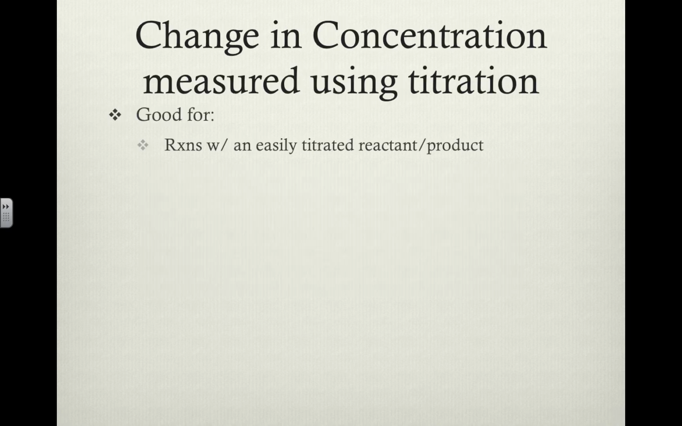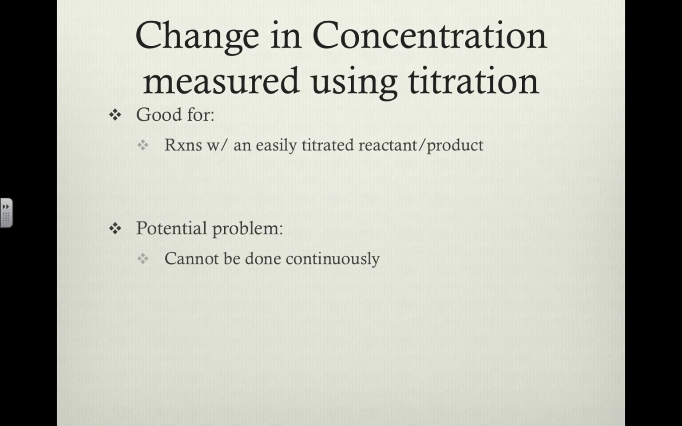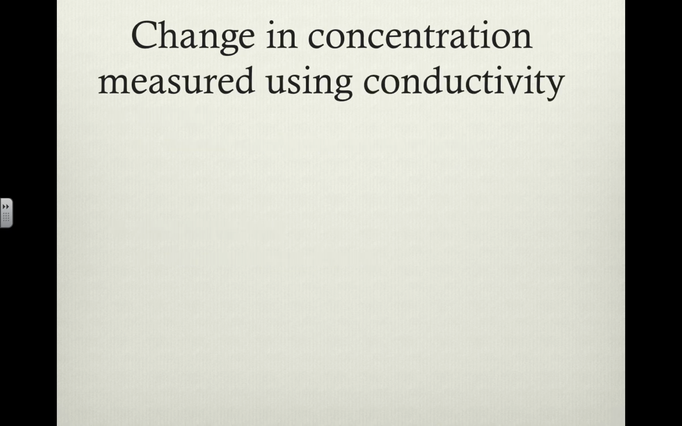Okay, if we're doing something that changes in concentration, we could use a titration like a burette. So this is nice if we have something that's easily titrated, but we can't do it continuously, so we have to do the reaction, quench it, which means stop it. Do the reaction for a little bit longer, quench it, stop it, titrate. Do the reaction a little bit longer, quench, titrate, and so it can get really arduous and tedious.